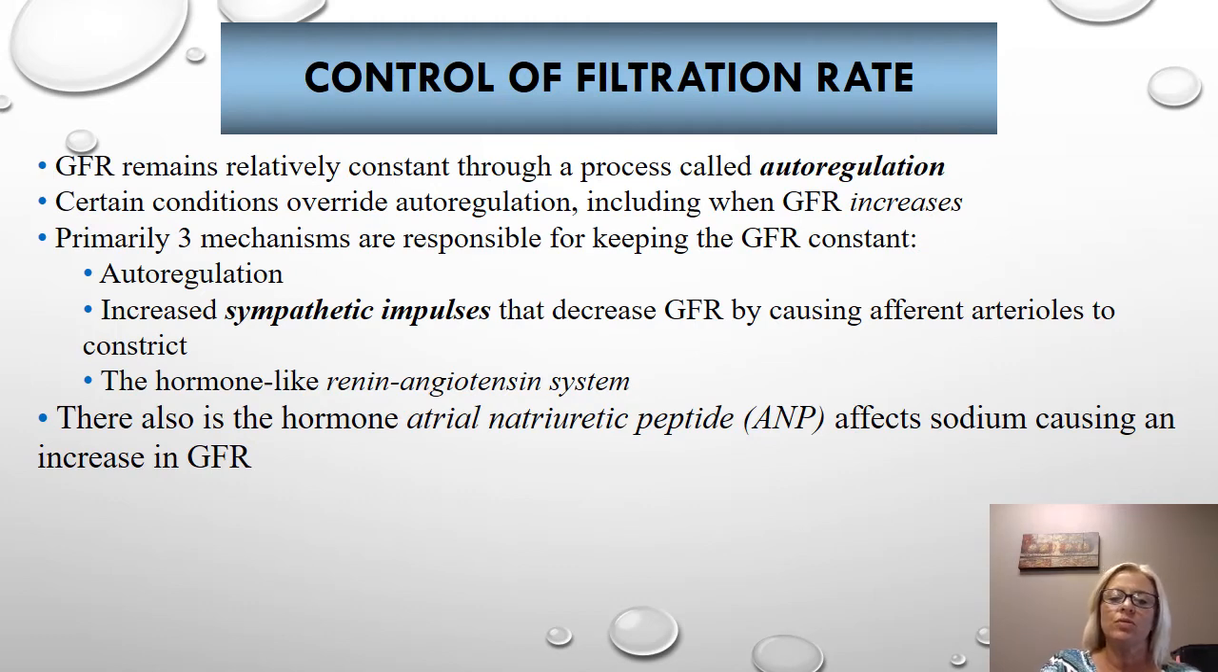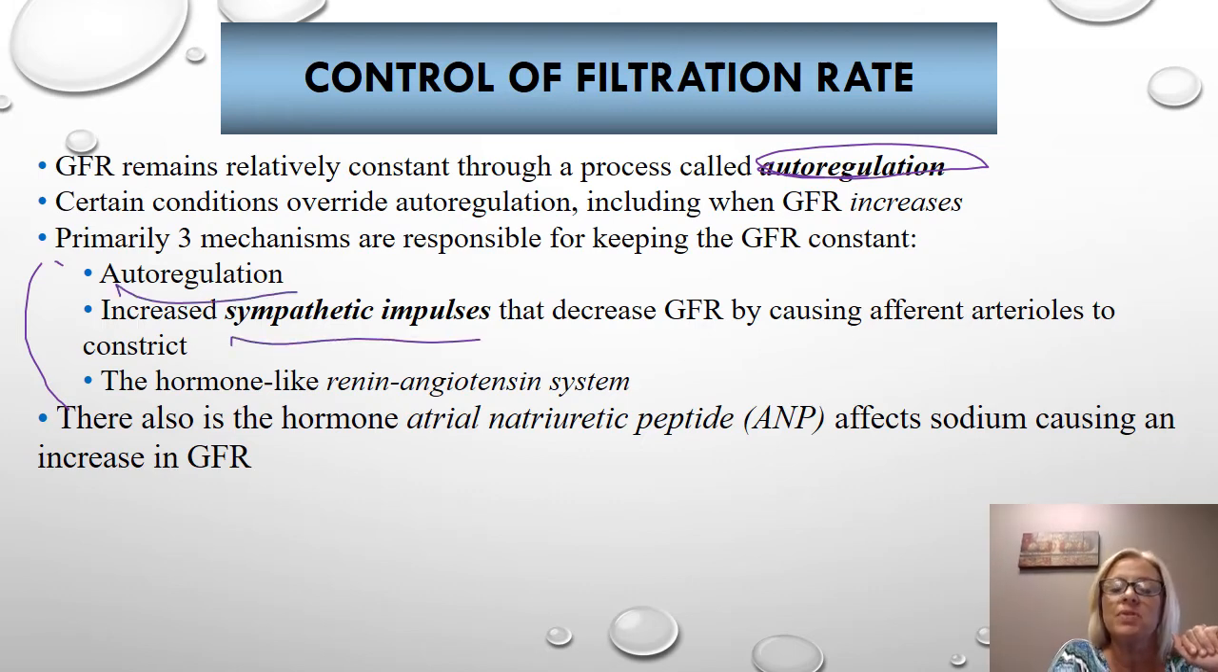Well, we do this through autoregulation. Autoregulation normally controls the rate of GFR. It can, however, be overridden. Basically, it is an attempt to keep GFR constant. So certain conditions can override that, including when your glomerular filtration increases. All right. So we have three mechanisms or three things here that are responsible for keeping it constant.